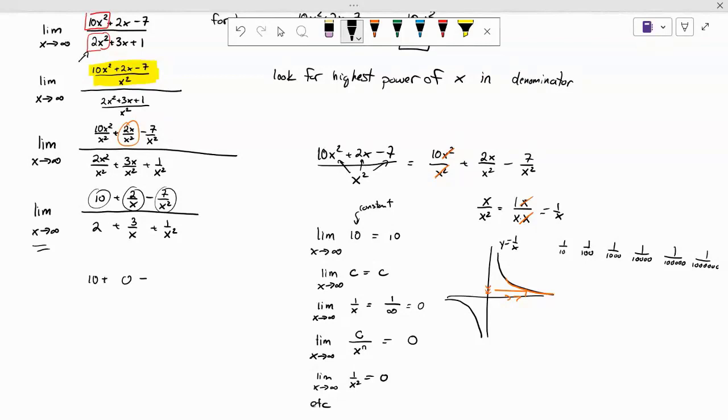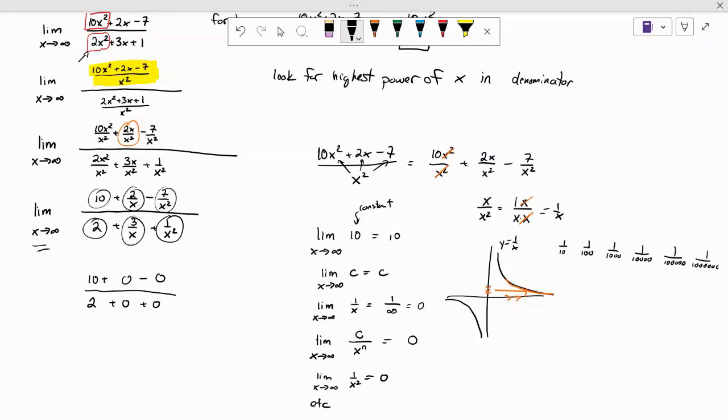The numerator is stuck at 7. The denominator grows as large. So what's 7 divided by a quadrillion close to? Okay, in the denominator, this is a constant. So what's the limit of the constant? And what's the limit of 3 over x as x goes to infinity? And 1 over x squared as x goes to infinity?